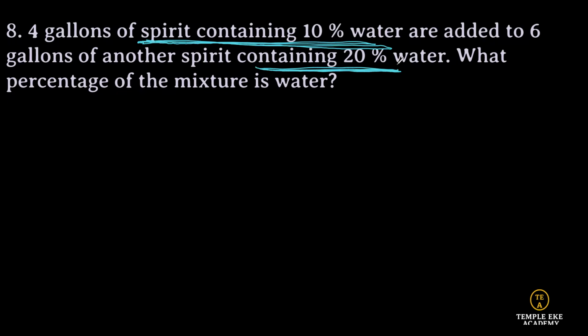That's right. Beautiful. Now let us determine the amount of water in each brand of spirit. In the first spirit, spirit A, 10% of water in 4 gallons. So 10% of 4 gallons. Let's see, amount of water in the first spirit. And the first spirit contains 10% of water.